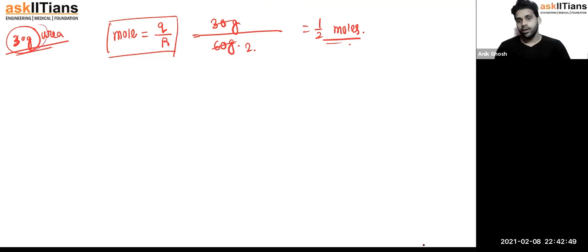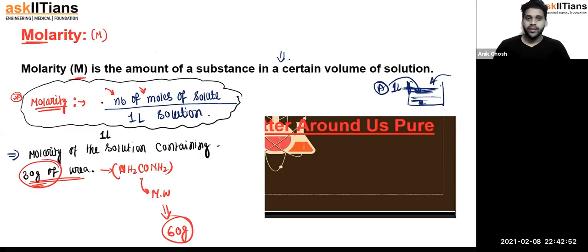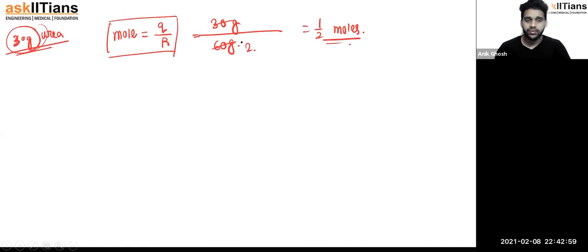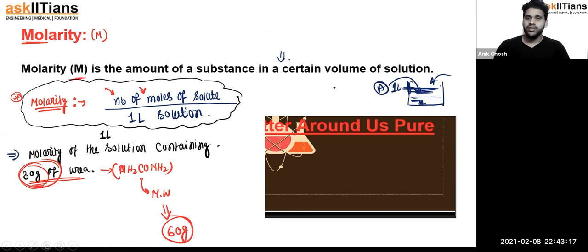Now, the first work is done, isn't it? Then how many moles of solute do I have? I have 30 grams, and I have successfully converted it into moles. So that is half a mole of solute. Let's say molarity would be half a mole divided by the amount of solution. There was 1 liter of solution. So the denominator is already set.